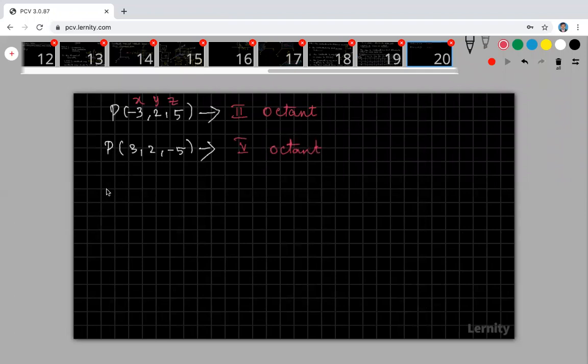Okay, Kanna. Suppose I am taking another point, say (4, 0, 0). It does not lie in an octant, it lies on the x axis. Okay. So suppose we take this one, Kanna: (-1, -2, -3). Tell me which octant. This point lies in which octant? Yes, the 7th octant.